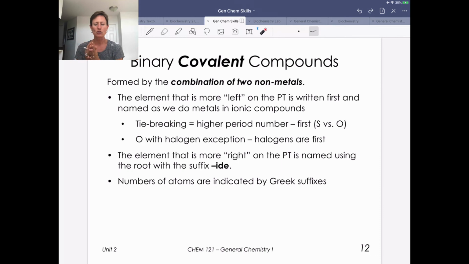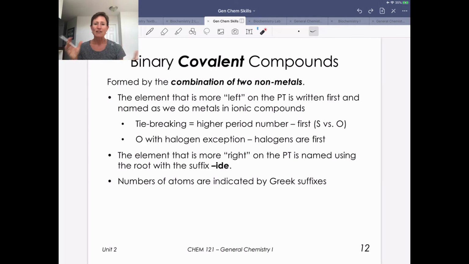If you're worried about there being a tie, whoever has a higher period number wins. For example, if two things are in the same group, like sulfur and oxygen, whoever has the higher period number, whoever is lower in the periodic table, is the one that wins as being the cation. So sulfur would come before oxygen. Again, oxygen with a halogen is the exception. Like we saw before, we're going to have Cl come before oxygen.